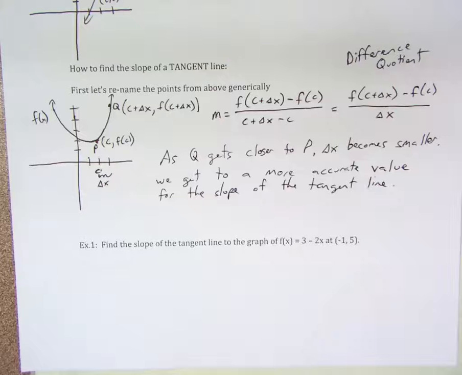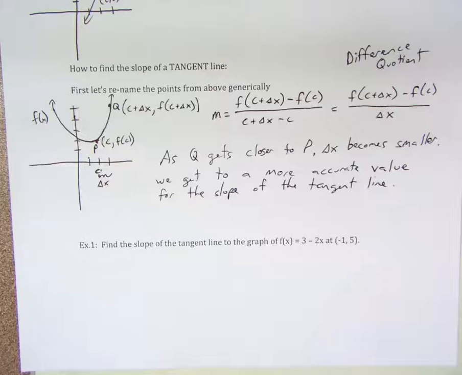This is going to allow us to find the slope of a tangent line because we're going to evaluate this limit as delta x approaches 0. Obviously, we can't plug 0 in right now because we get 0 in the denominator, so we'll see what happens as we do some manipulation, if you will. So let's look at example 1.